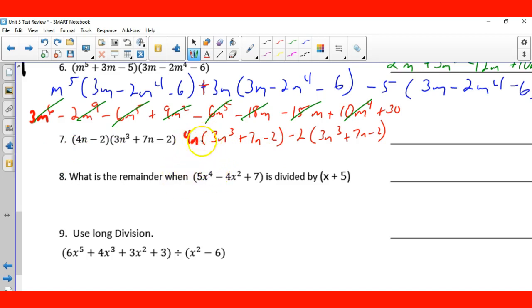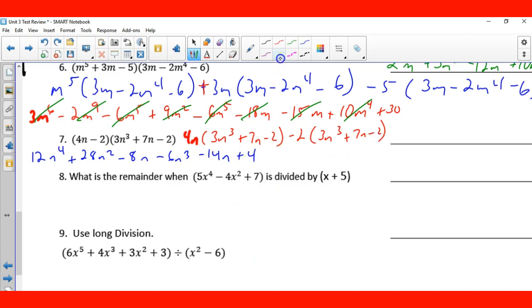So from there you get 4 times 3 is going to be 12n to the 4th, plus 4n times 7n is going to be 28n squared. And then 4n times -2 is -8n. Then you have -2 times 3n cubed is going to be -6n cubed. Then -2 times 7n is going to be -14n. And then -2 times -2 is going to be +4.